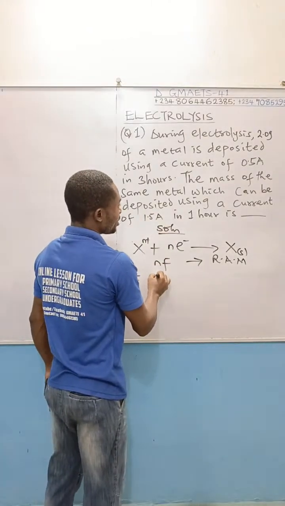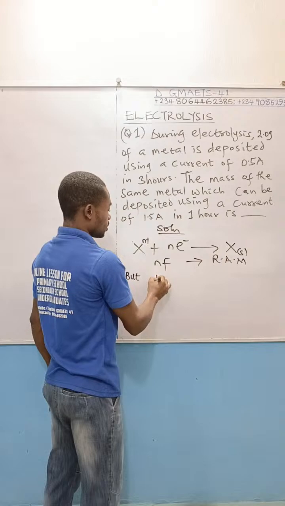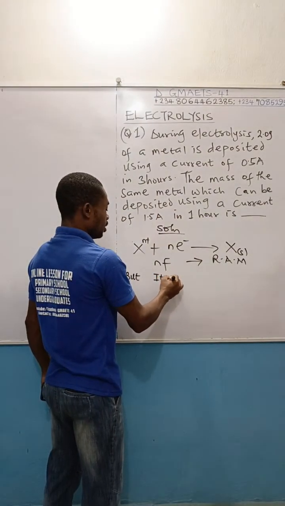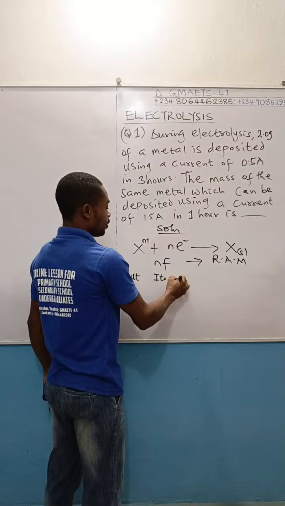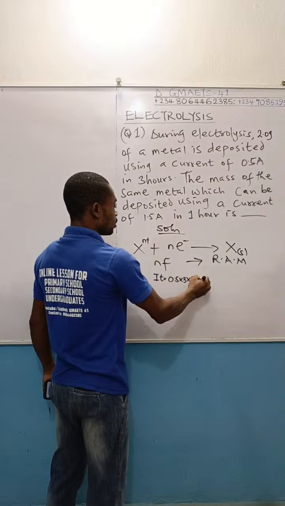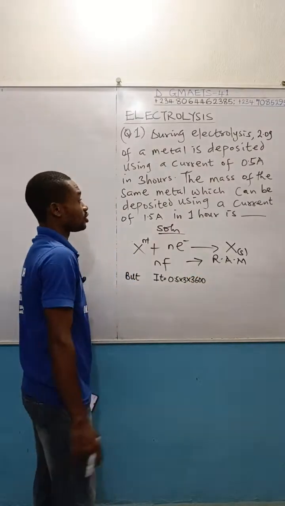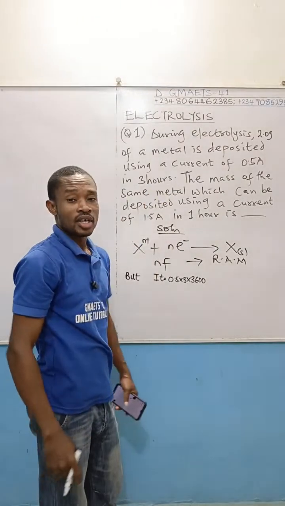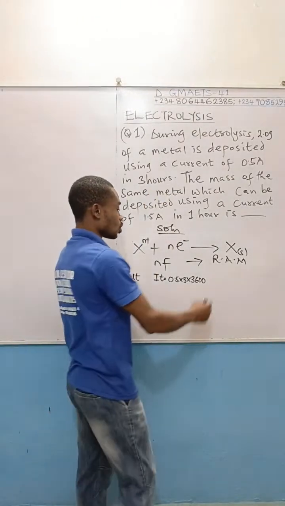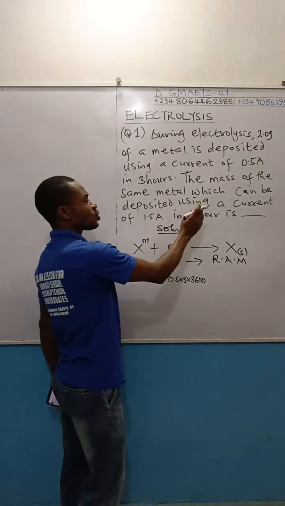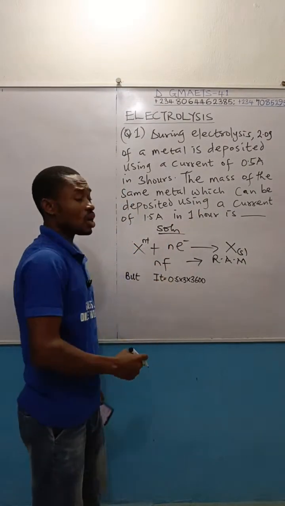We know that IT, which is current times time. Please permit me to now write it as 0.5 times 3 times 3,600. Why did I multiply by 3,600? Current, which is I, times time. This time is in hours, so you multiply by 3,600 to convert to seconds. But it doesn't matter because this one is also in hours, so it will also convert to seconds.